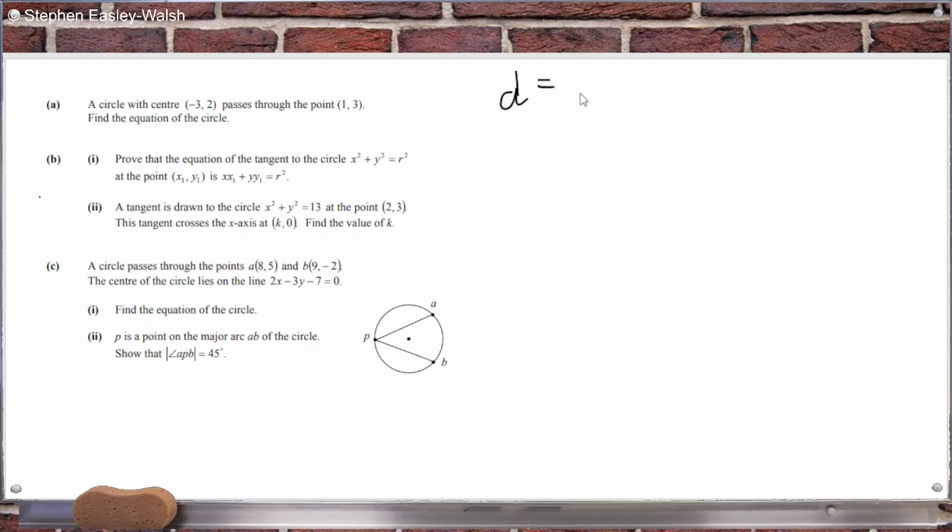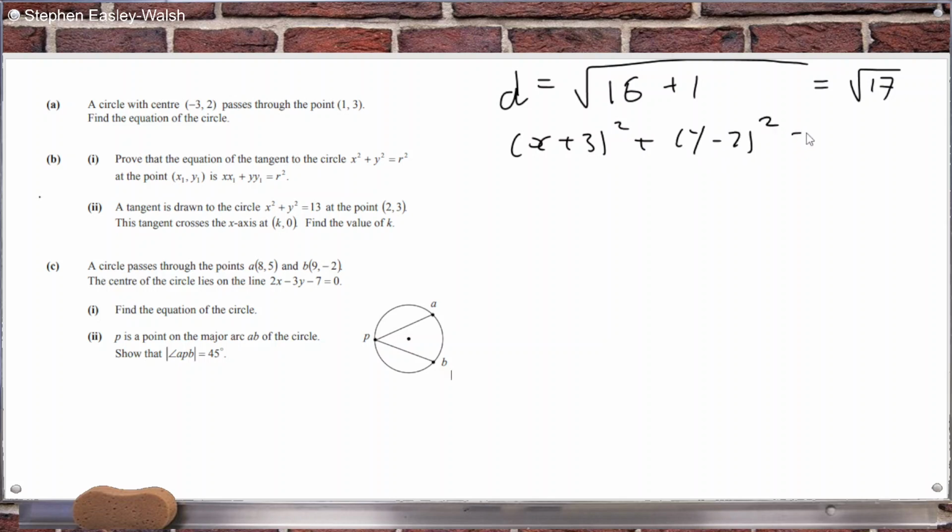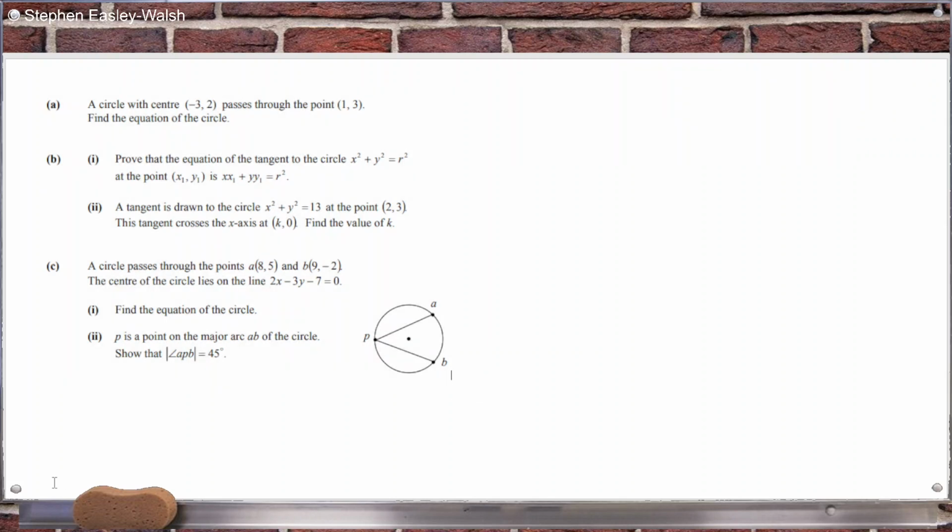So that's going to be the square root of 16 plus 1. So that's root 17. So it'll be (x plus 3) squared plus (y minus 2) squared equals 17. Okay, 16, 1, 17, plus 3, minus 2. Yep, okay, good. Now prove that the equation of the tangent to that at the point that is that.